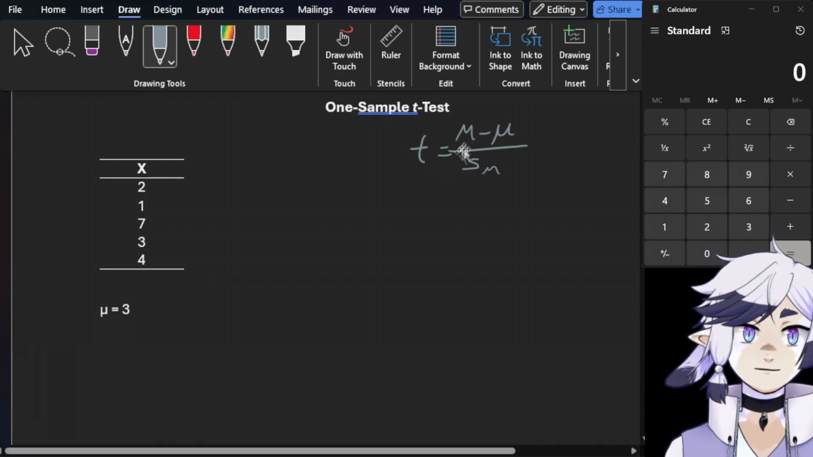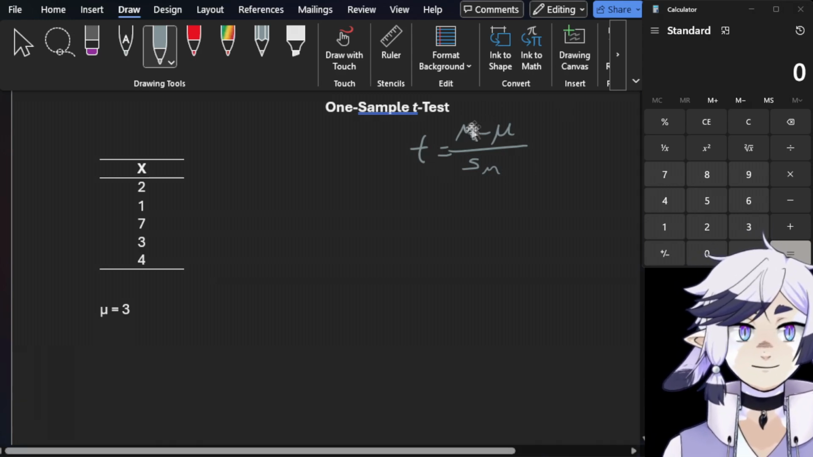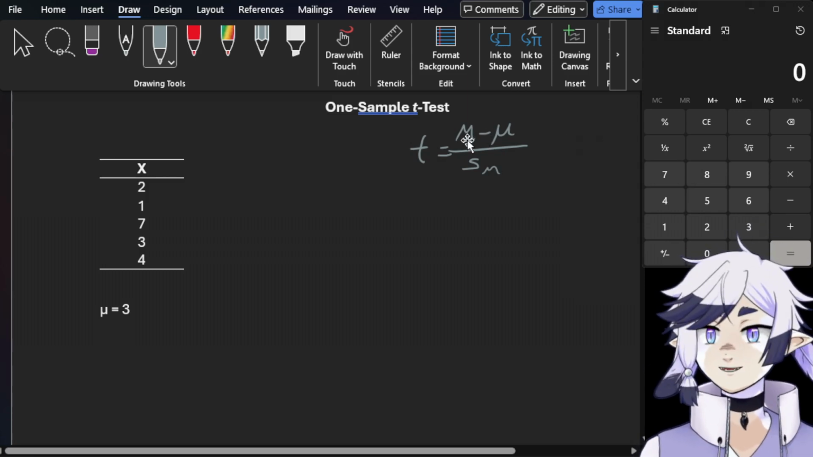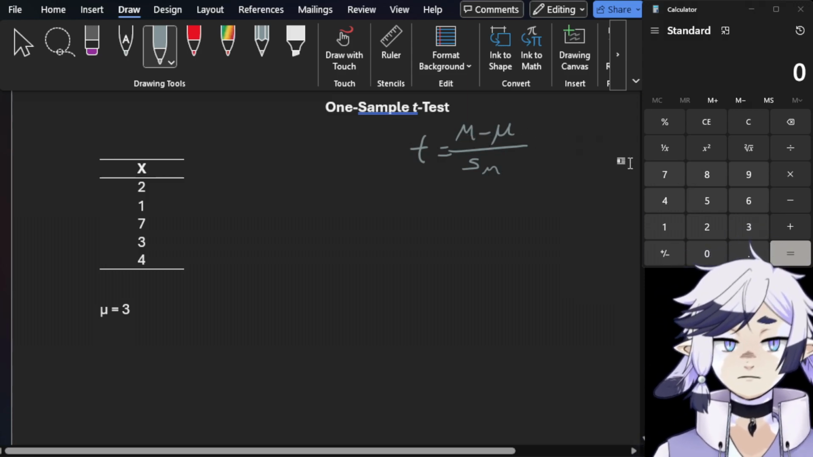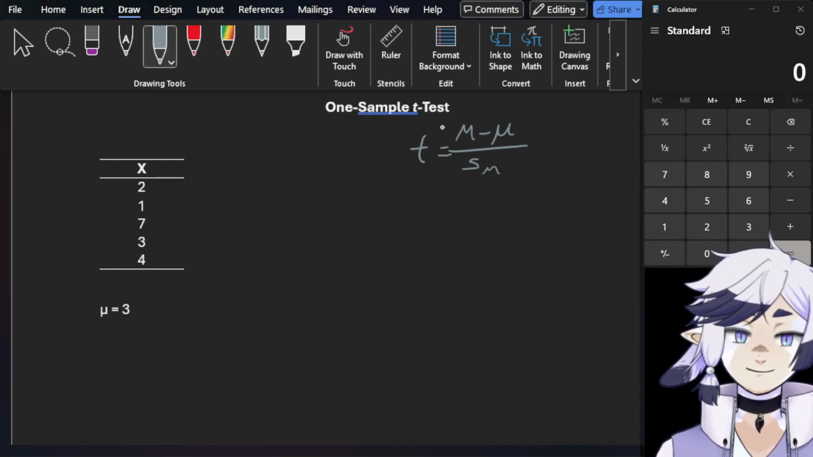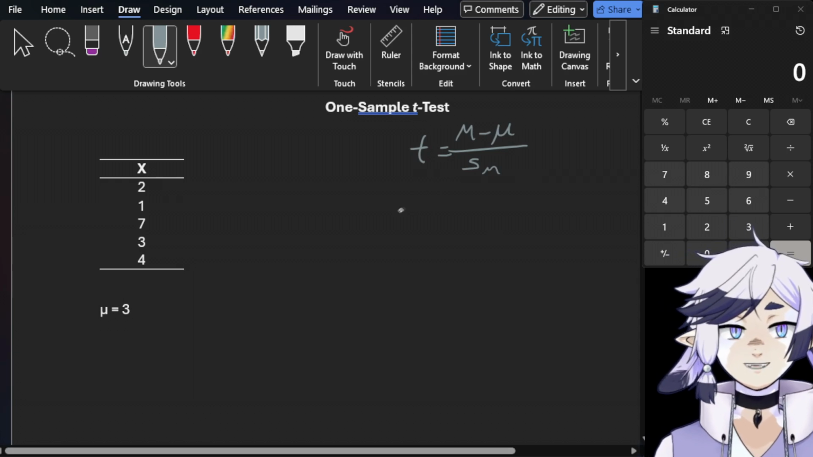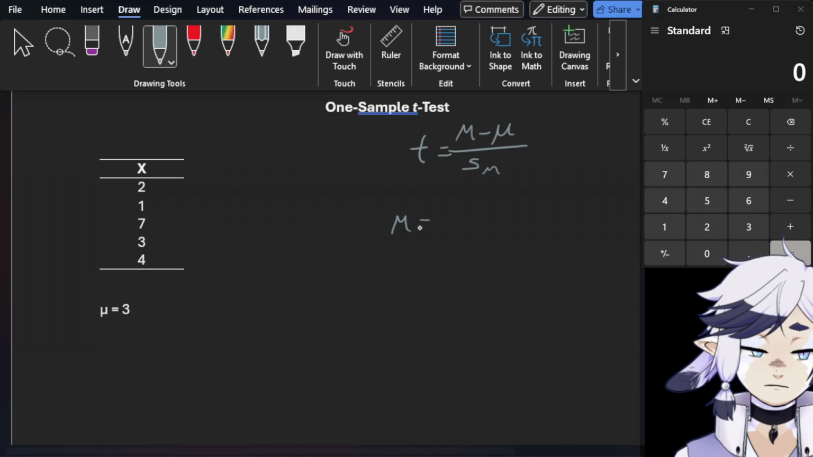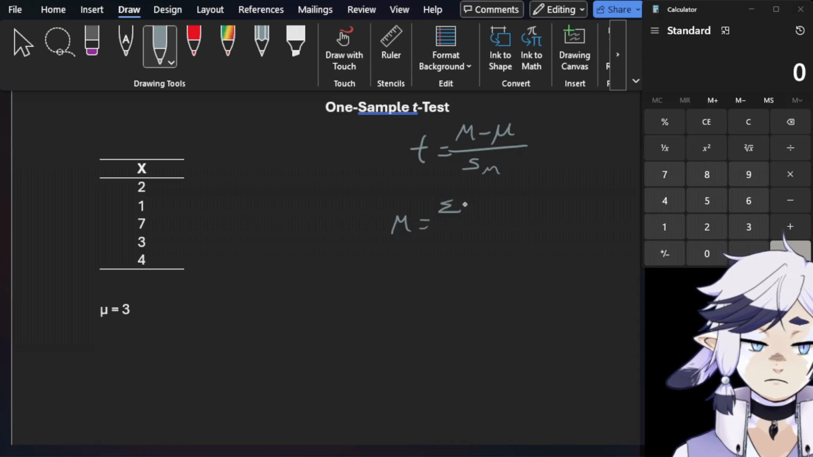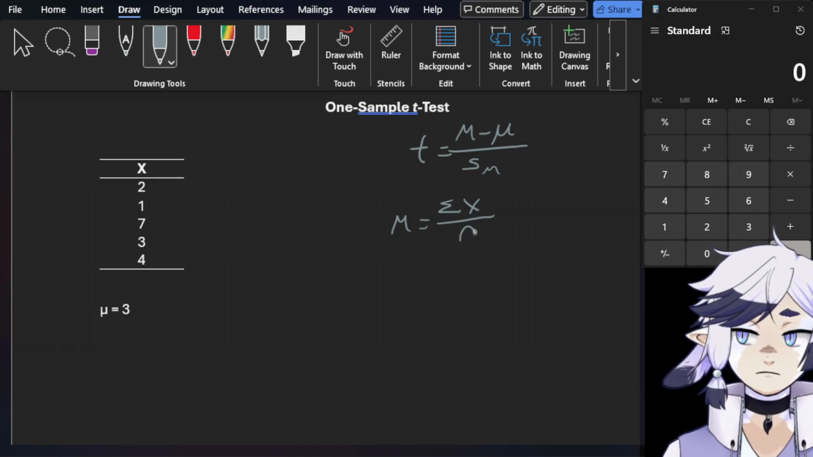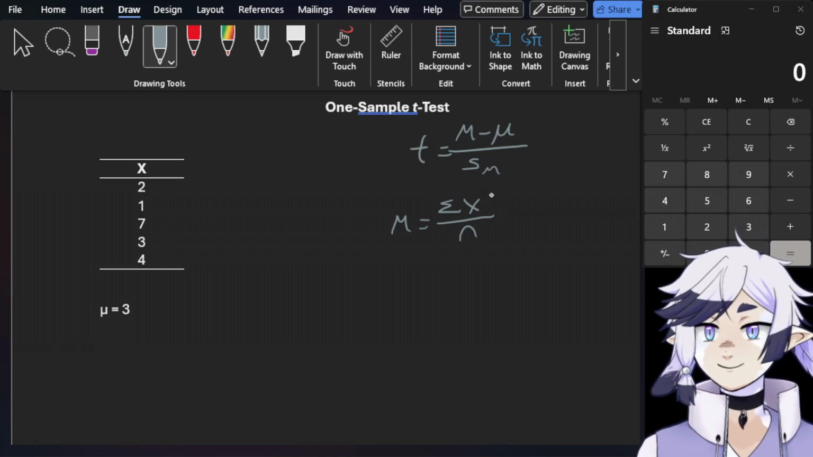So first things first, I'm going to go to this t-test formula and say, okay, what's the first thing that I'm missing? The first thing that I'm missing is the sample mean. So I'm going to calculate that. The formula for the sample mean is just the formula for a mean. The sample mean is equal to the sum of all of the scores in your sample divided by the number of scores in your sample.